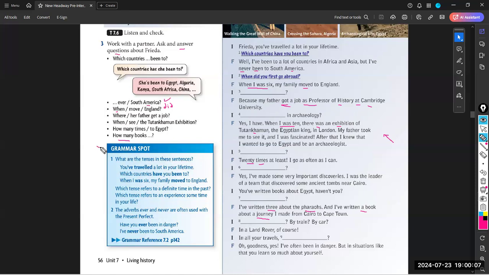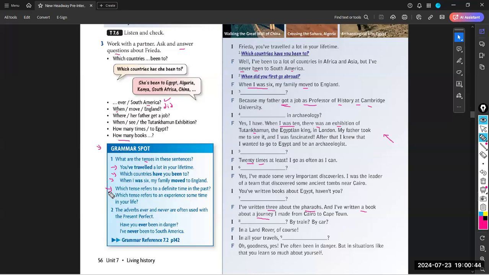Now we have the grammar spot, which is saying, what are the tenses in these sentences? 1, you've traveled a lot in your lifetime. What is the tense that is used in this sentence? Present perfect. Yes, present perfect. Now 2, which countries have you been to? Present perfect, exactly. Finally, when I was 6, my family moved to England. Simple past, thank you so much.